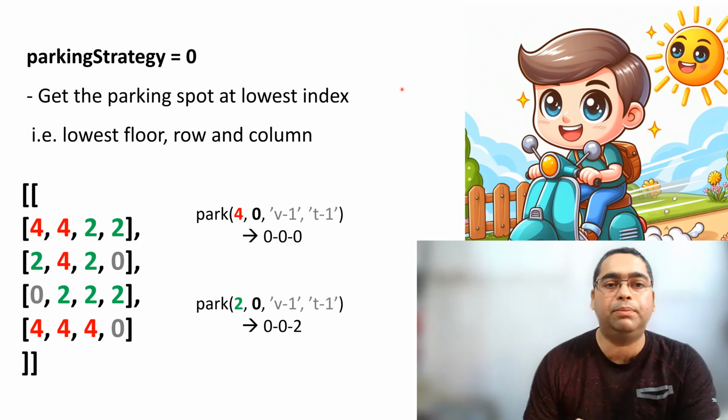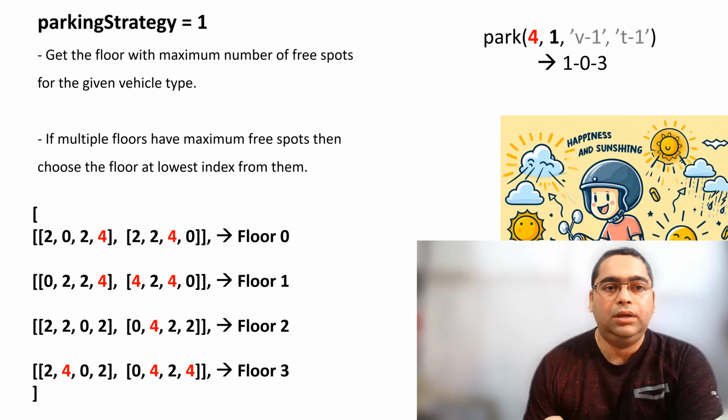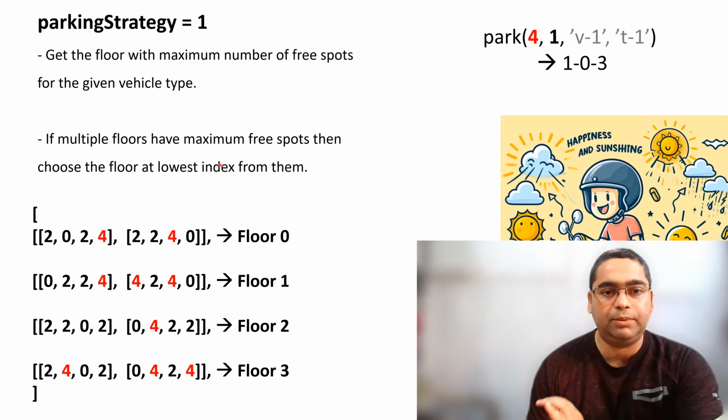Next, let's see the parking strategy 1. If the parking strategy is 1, then you have to follow two rules. The first one is you have to find the floor with maximum number of free spots for that given vehicle type. And the second is if there are multiple floors which are having maximum number of free spots, then we will choose the floor which is at the lowest index.